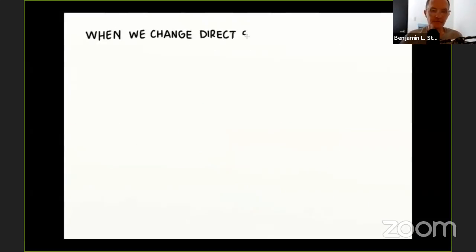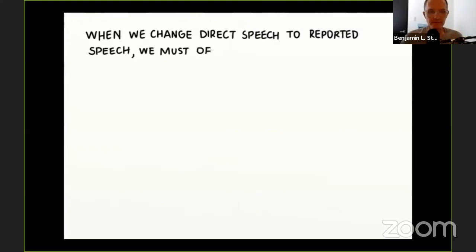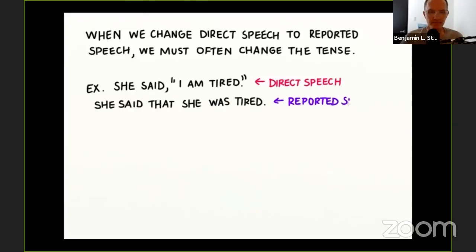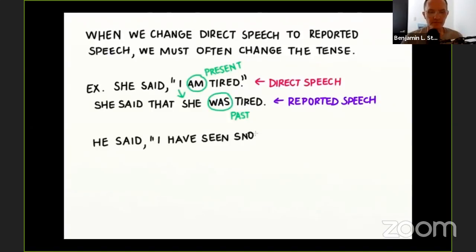When we change direct speech to reported speech, we must often change the tense. For example, she said, "I am tired." This is direct speech. She said that she was tired. This is reported speech. If we use the present tense in direct speech, we use the past tense in reported speech. Another example, he said, "I have seen snow."